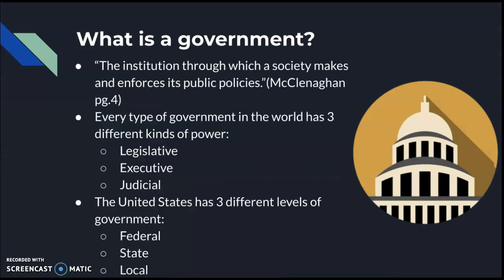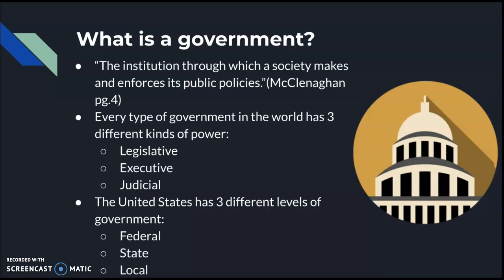So what is a government? According to your textbook, it is the institution through which a society makes and enforces its public policies. So we have governments in place so that they can enforce the laws that the government has established and make sure that society runs well and functions properly.